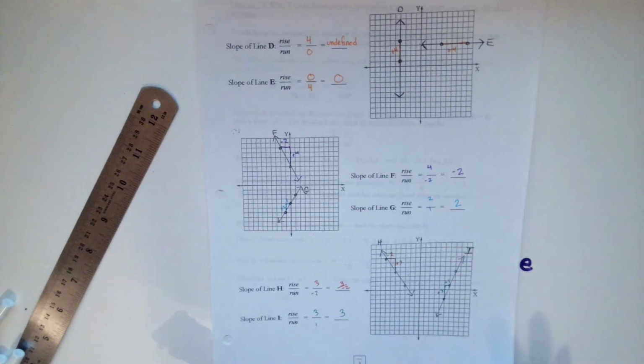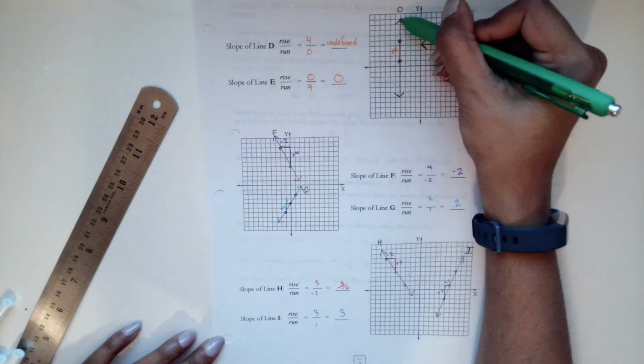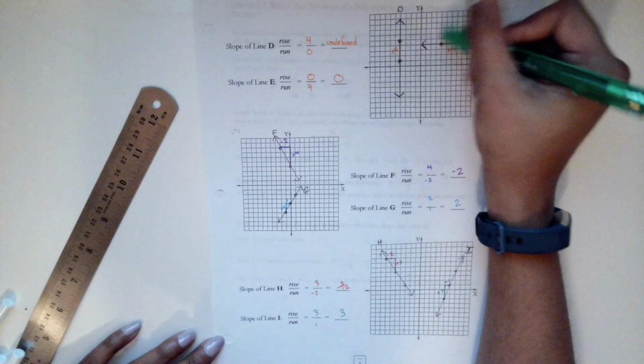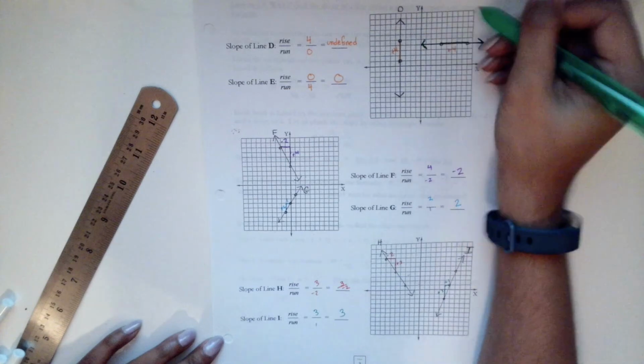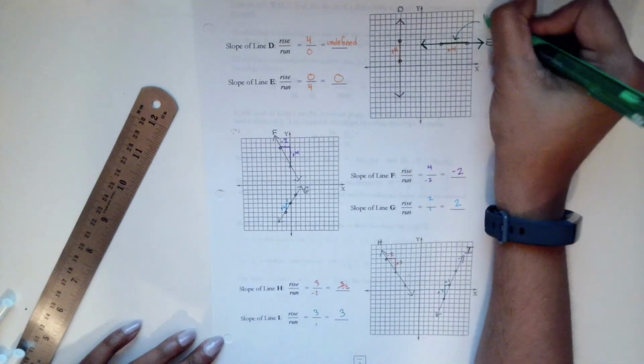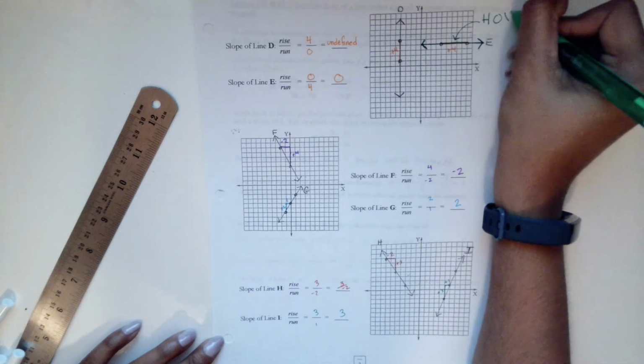Take a look at packet page 3. You have 2 special cases for slope of line D and slope of line E. Remember, vertical line, horizontal line. You're going to need to know those in order to figure out the slope. Remember, HOY: that O represents a 0 slope.